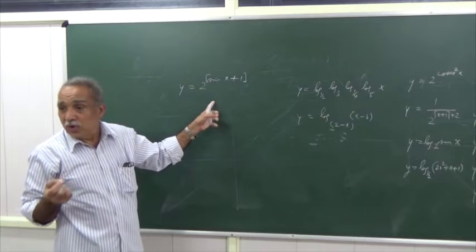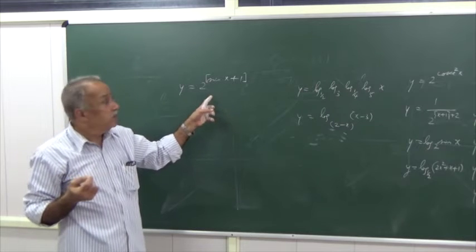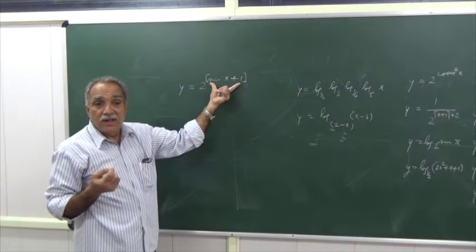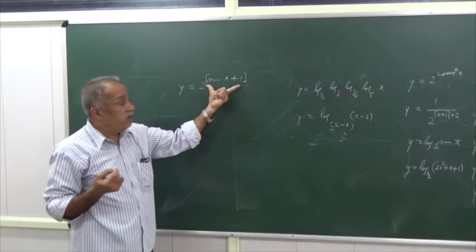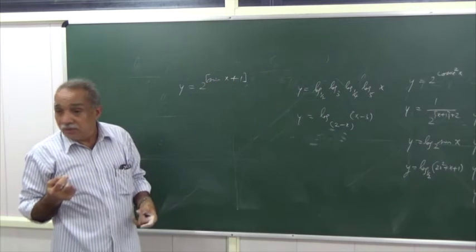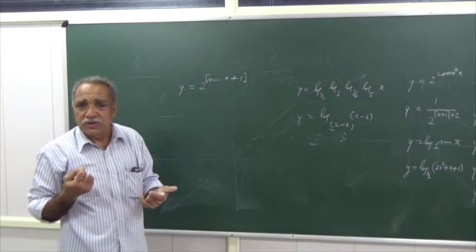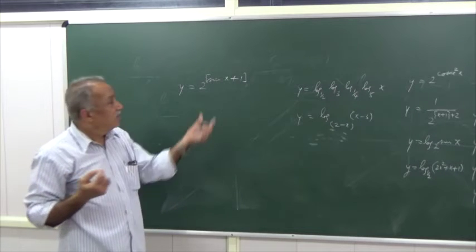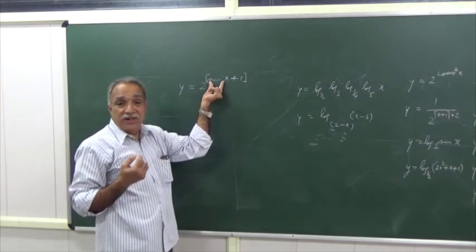Will have only few points. What will be those points? This is a number between 1 and 2. Therefore, integer part will be a number. We can take what values? This is number between minus 1 and 1.